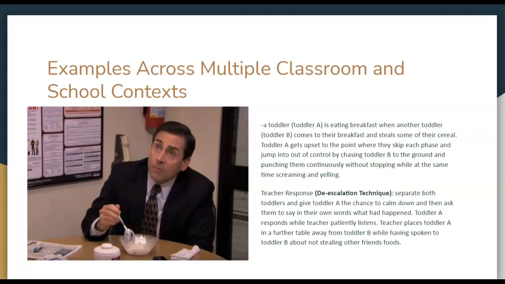They don't restrain whatsoever. So toddler A gets so upset that they don't have an agitation phase, none of those phases. They skip right to the peaking point where they go out of control. They get upset to the point where they skip each phase and jump into out of control by chasing toddler B to the ground and punching them continuously without stopping, while at the same time screaming and yelling. So toddler A is out for revenge, guys. They really, really got super upset that their cereal was taken this morning, and they went after toddler B.